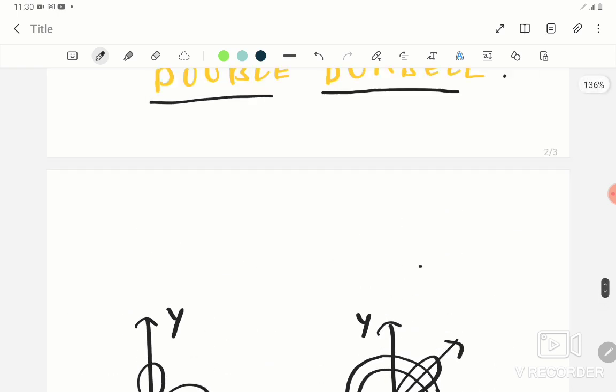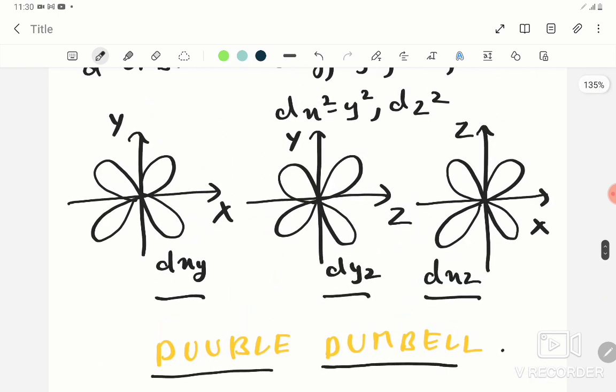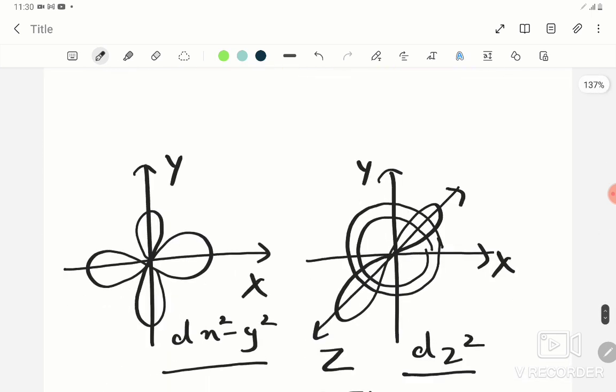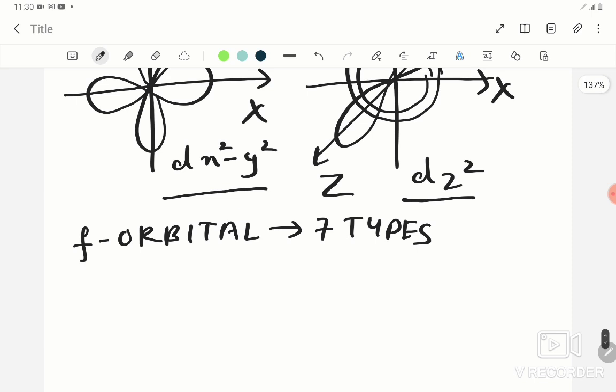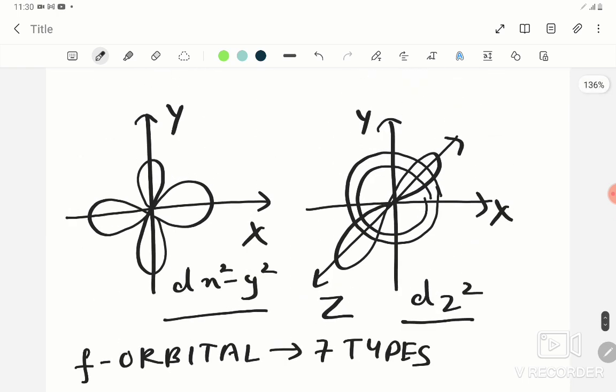So guys, in summary, dxy, dyz and dxz have two dumbbell between the axis. For dx square minus y square, the two dumbbell are along the axis. And finally for dz square, there is one dumbbell along the z axis and there is a ring in the xy plane. Guys, you need to remember that for dxy, dyz and dxz, electron density is between the axis, and for dx square minus y square and dz square, electron density is along the axis.